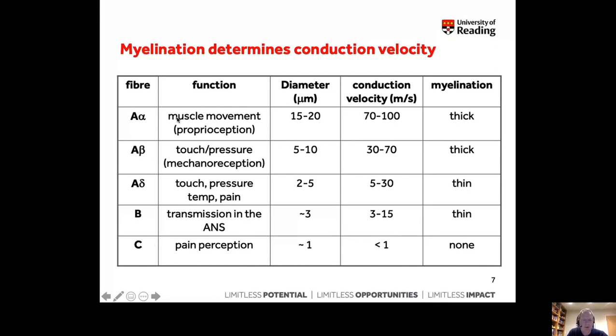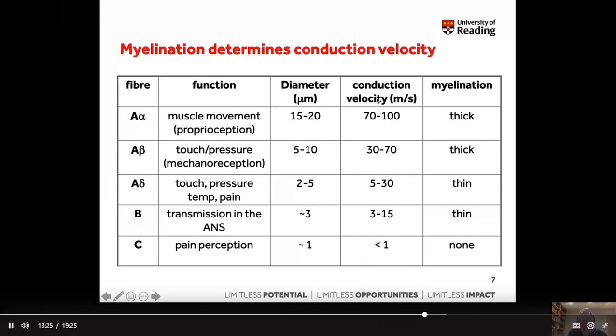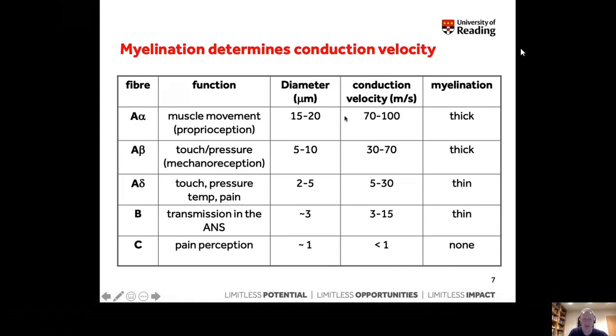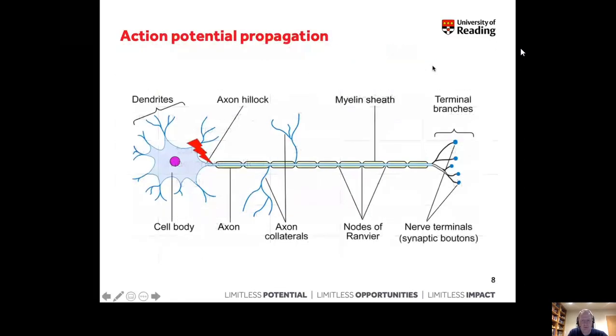So highly myelinated fibers, things like A alpha fibers, thickly myelinated, have a much higher conduction velocity, can communicate much quicker with each other, if you like, than unmyelinated axons, things like C fibers, which are involved in pain perception. And again, that just corresponds with the diameter. So the more myelin you have, the wider the diameter of the myelinated axon, the faster the conduction velocity. Myelination determines conduction velocity.